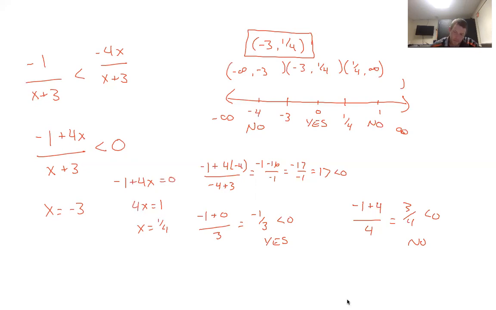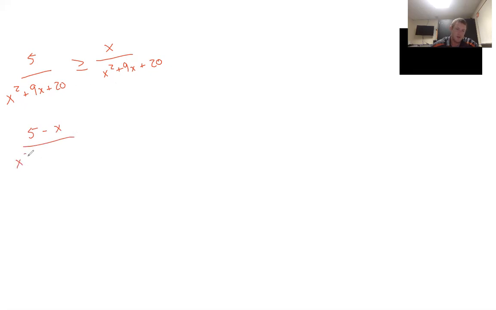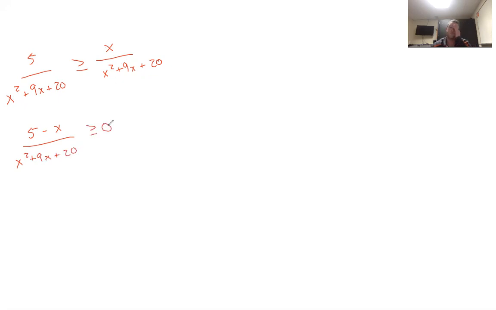All right. Okay, so the hardest ones of these, I like this last one, and they all work out the exact same way. x plus 20 is greater than or equal to x over x squared plus 9. See how the denominator is usually the same. Okay, we need to subtract this over, so it'd be 5 minus x, and since the denominators are the same, I'm just going to go ahead and combine them. x squared plus 9x plus 20, and I'm going to say greater than or equal to 0.